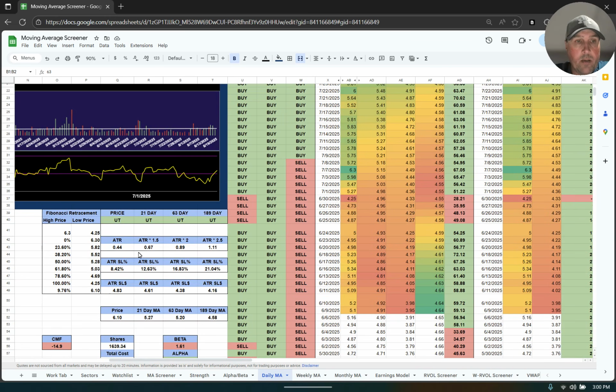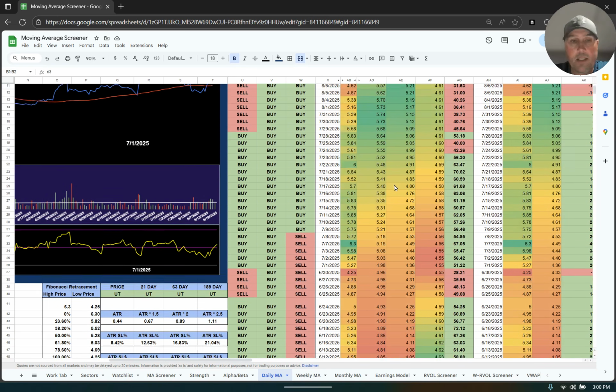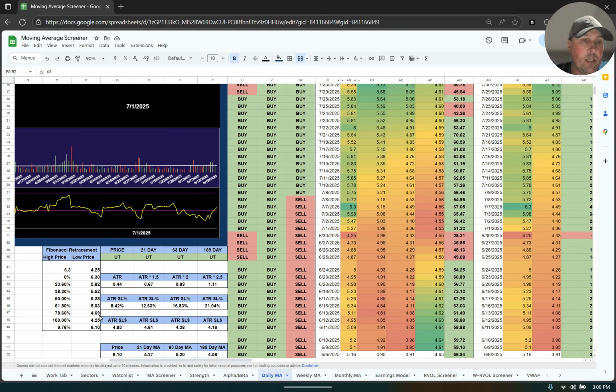If we go down here, we have Fibonacci retracement. We're looking at the 63-day right now. I believe, yeah, 63-day, so we have 63 periods for Fibonacci. Whatever I select up here is the period I get for Fibonacci. This is just real simple: if the price is up from yesterday, we get uptrend. If it's down, we get a downtrend. Same applies to the 21-day, 63, and 189-day.